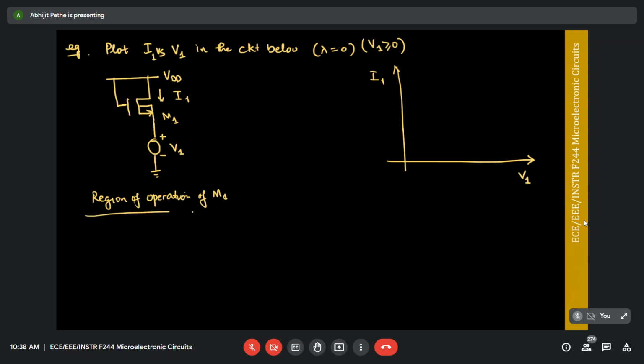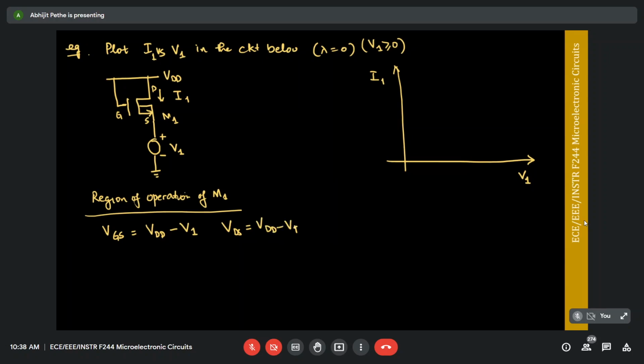Okay. Let's assume that there is some V1 applied at the source. So what is the value of VGS for M1? VDD minus V1, right, between gate and source. So what is the value of VGS? VDD minus V1. What is the value of VDS? VDD minus V1.